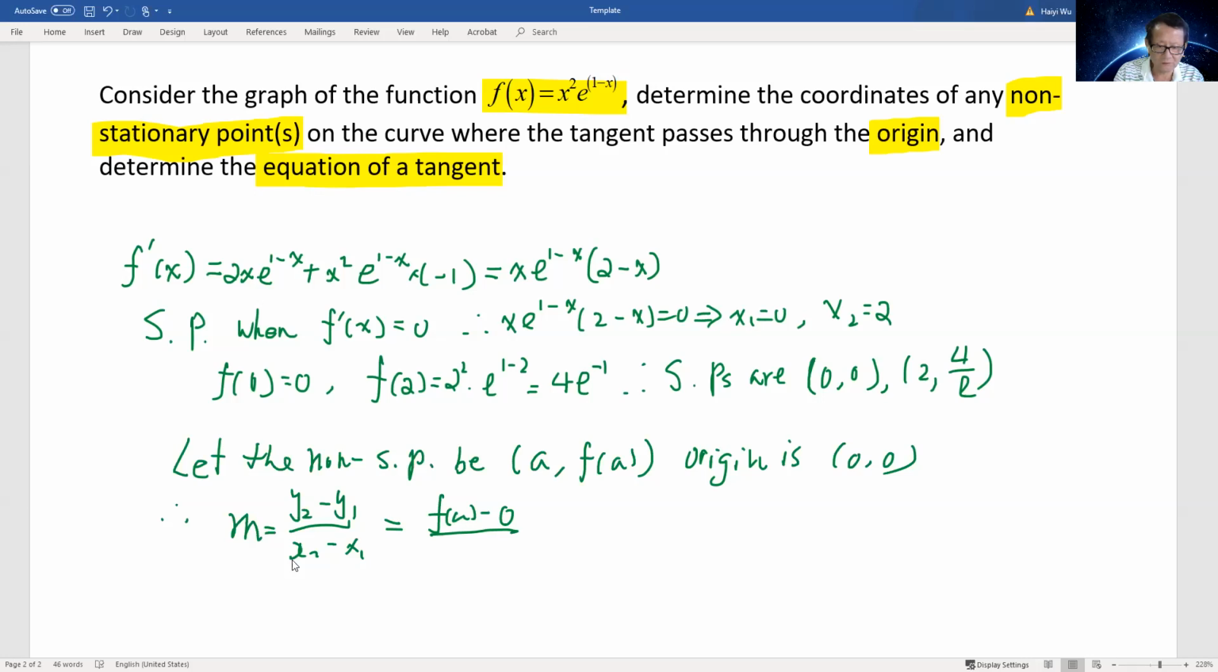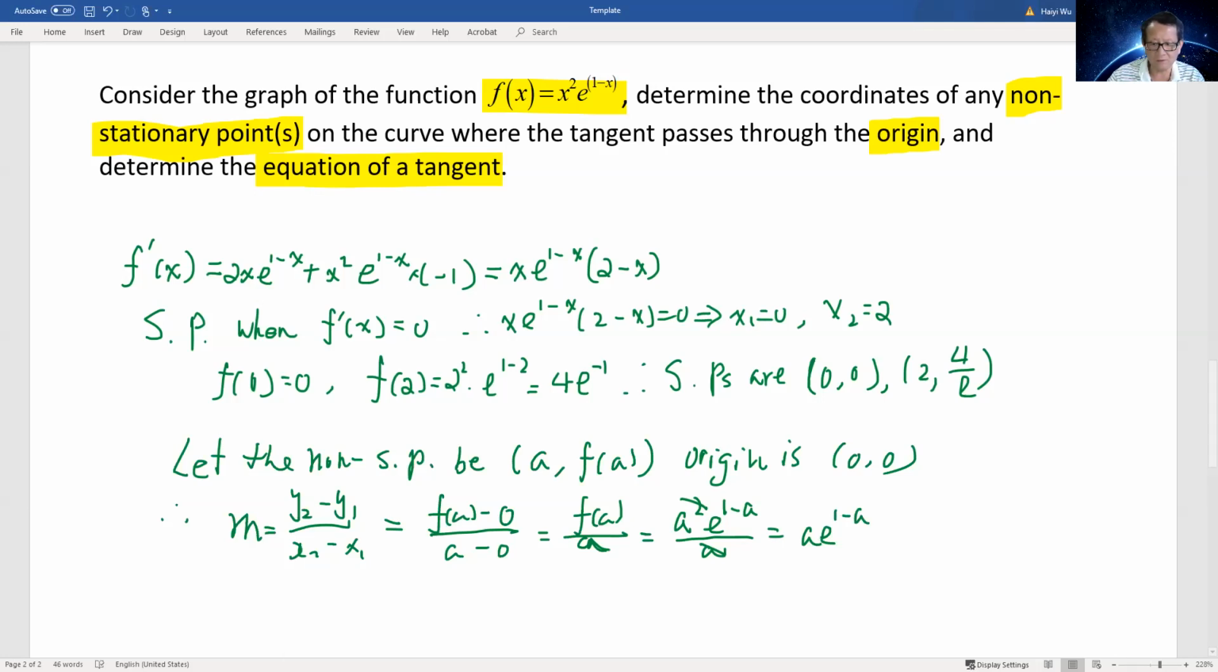So we choose x2 as a, so a minus 0. So the answer will be f(a) divided by a. So what is f(a)? We substitute it in the original equation. So f(a) is a squared times e to the power 1 minus a, divided by a. So the answer will be, cancel a out. So the answer will be a times e to the power 1 minus a.